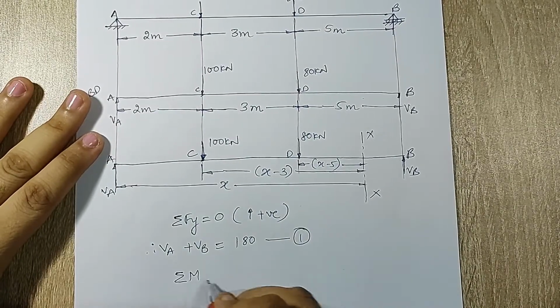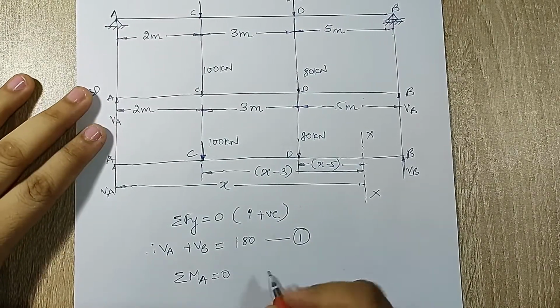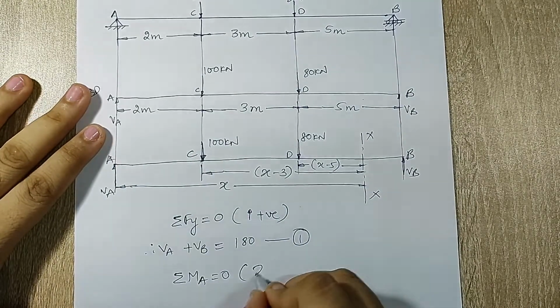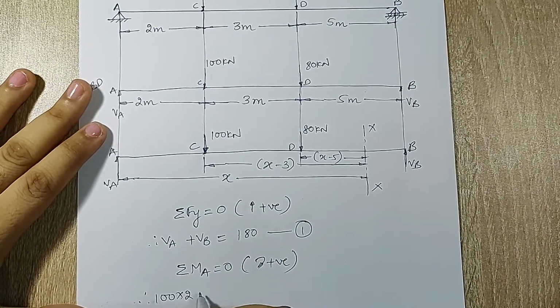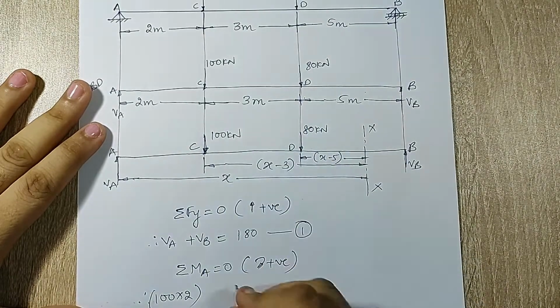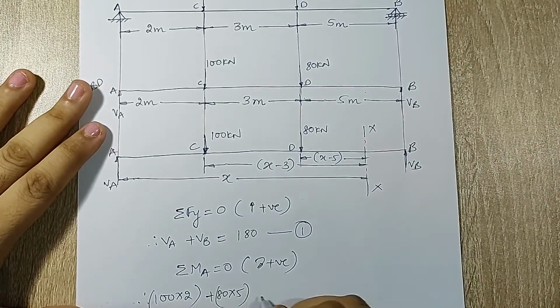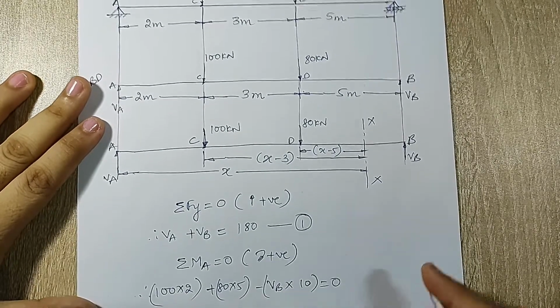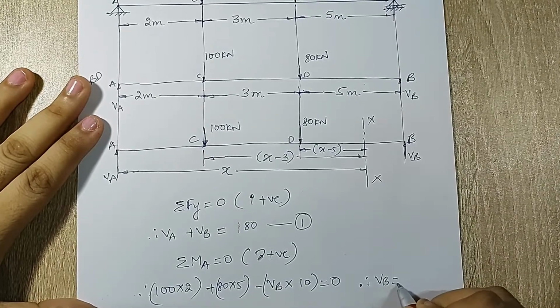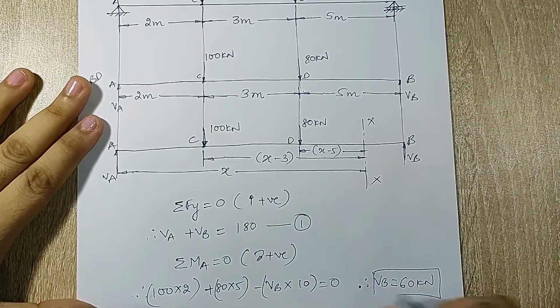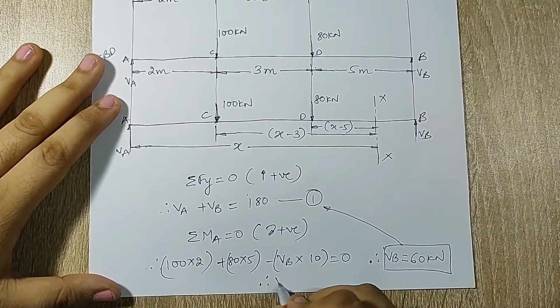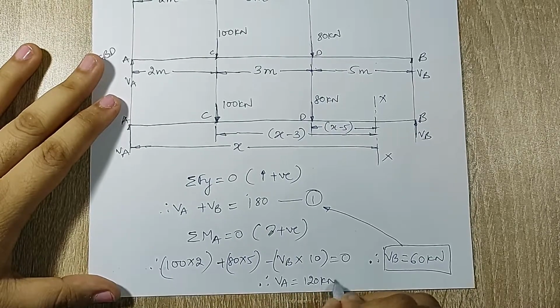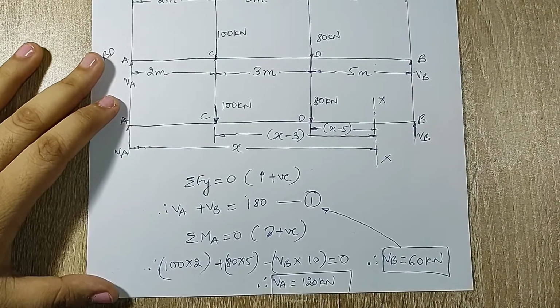Next I have summation of moment about A is equal to 0. I'm taking about A, so 100 into 2. Now clockwise will be considered positive, so I'll have therefore 100 into 2, and I have this 80 into 5 which is again clockwise, and I'll have VB in the opposite direction into 10 is equal to 0. From this equation I can easily get the value of VB as 60 kN. When I substitute the 60 in equation 1, it is very evident that VA is going to be 120 kN. So these are the values of reaction VA and VB.